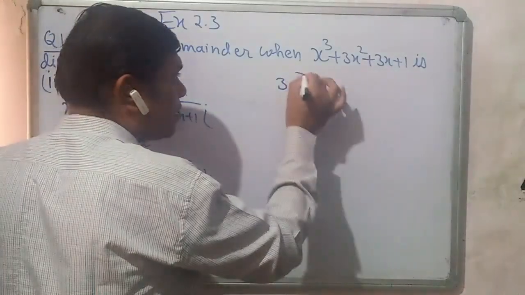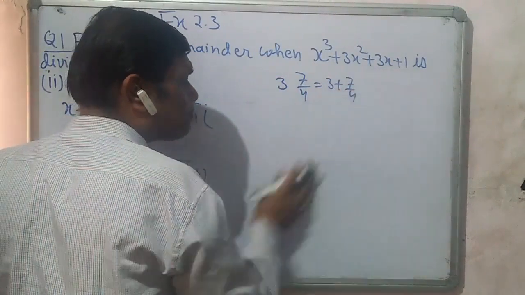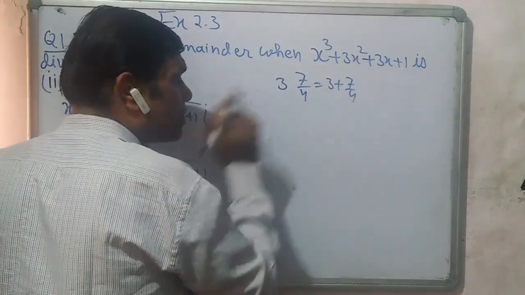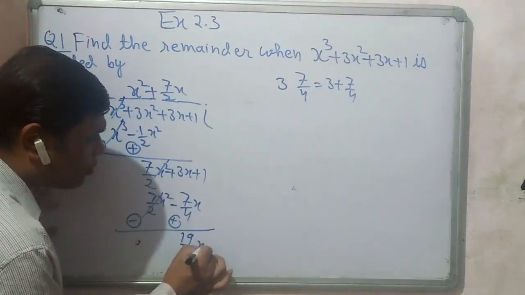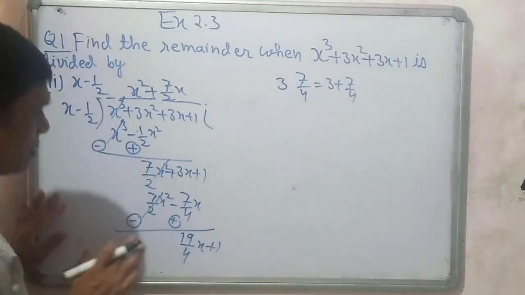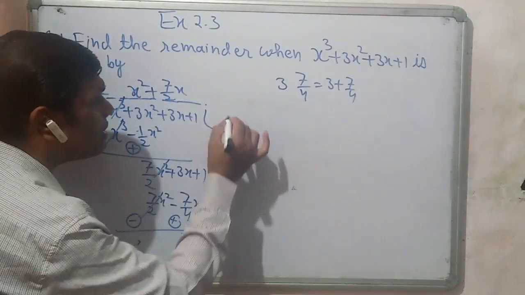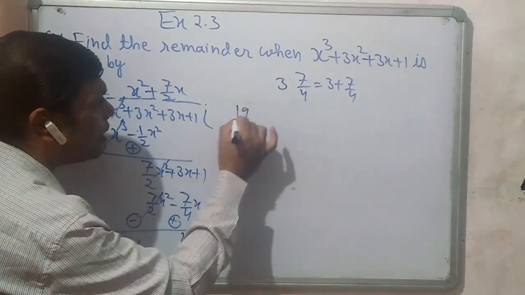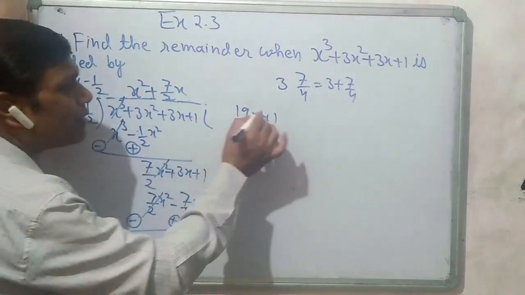You know this, na? 3 complete 7 upon 4 is 3 plus 7 upon 4, which is 12 plus 7, 19. So 19 upon 4x plus 1. Yeah? Okay. Let me create some space. I will write it down over here: 19 upon 4x plus 1. This was our previous remainder.